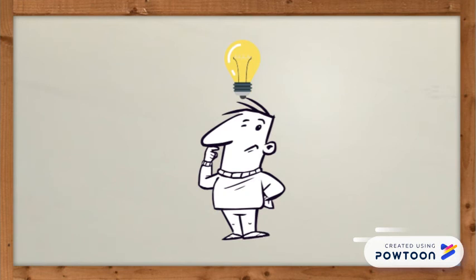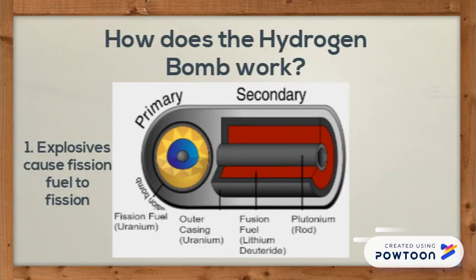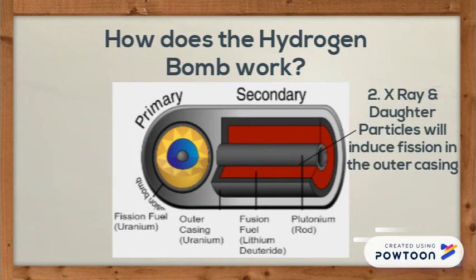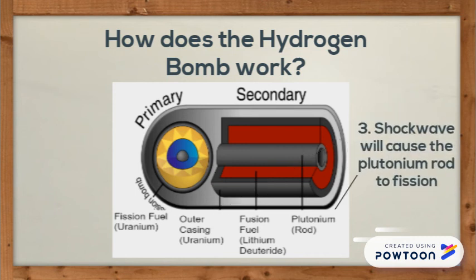Now that we know more about nuclear fusion, let's learn how the hydrogen bomb works. Firstly, the explosives in the primary section will cause the fission wall to fission. The X-ray and delta particles emitted will induce fission in the outer casing. The shock waves will cause the plutonium to fission.